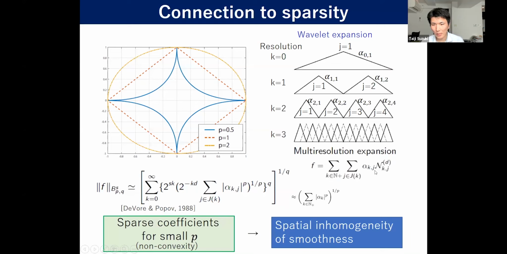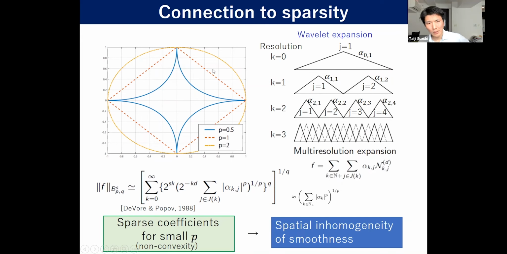Suppose that f is expanded like this by using the coefficients. The norm of the Besov space is proportional to the norm of the coefficients, like this. But this is very complicated. You can see that this is like an LP norm of the coefficients, so you can neglect all of the rest. The essence is that this is just an LP norm of the coefficients, which is given like this.